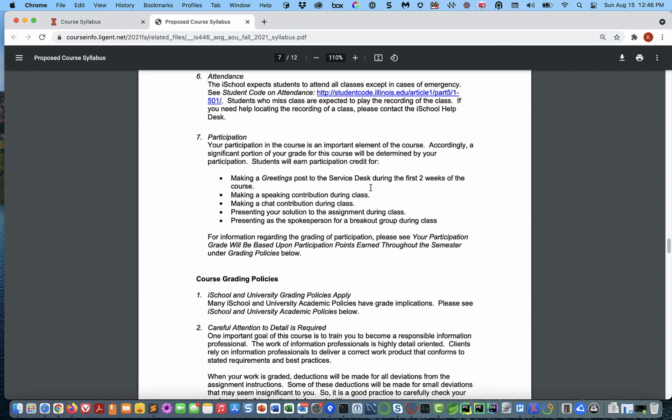What I do is I count these things that you do during the course. One is to send that greetings post. Another is to speak during class, to type into the chat during a class, to present your solution to a skills practice exercise, to be a spokesman for your group when we do breakout sessions. We're going to do those a lot. You earn important points for all of those, and at the end of the semester, I add those all up and I grade it on a curve. More later.